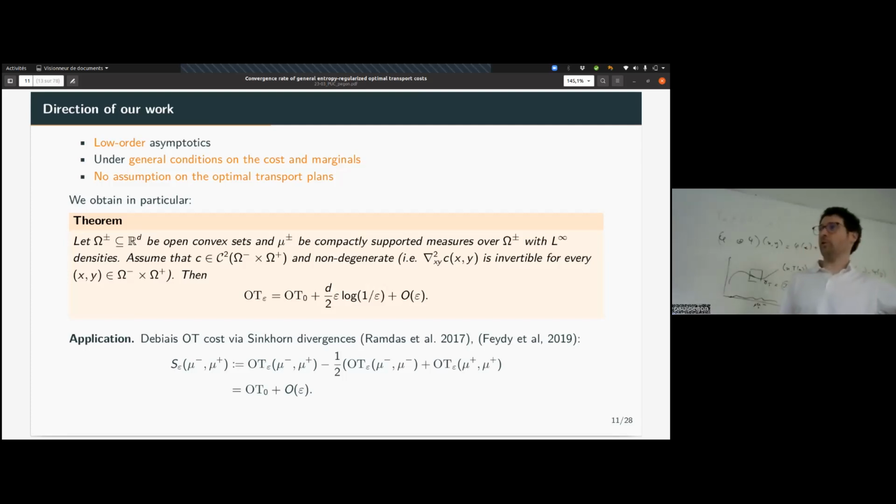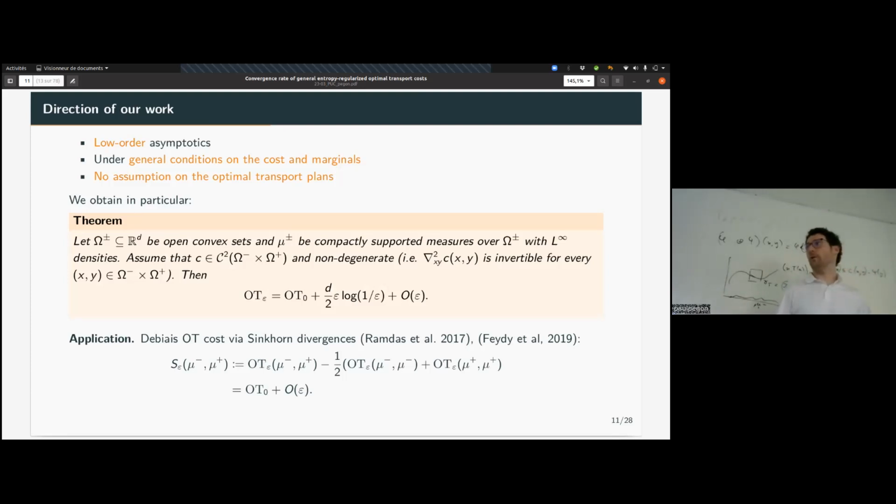Okay, as an application, you can say something on Sinkhorn divergences. So what are Sinkhorn divergences? I said that the original optimal transport cost is finally equal to 0. For example, in the quadratic case, it is a distance, which metrizes the convergence and so on. But once you regularize it, once you introduce this epsilon, this quantity is no more a metric. For example, if mu minus equals mu plus, it's no more necessarily 0.